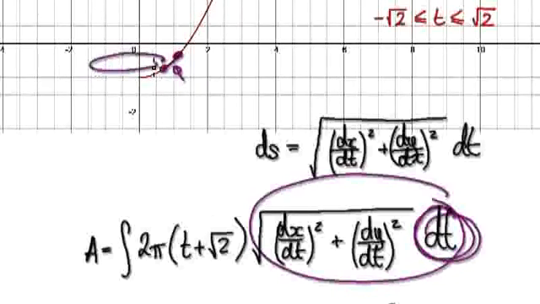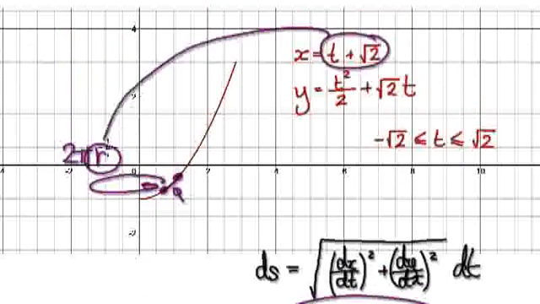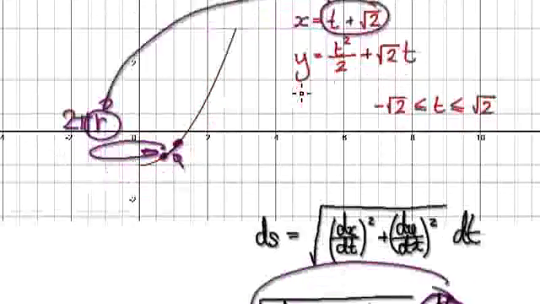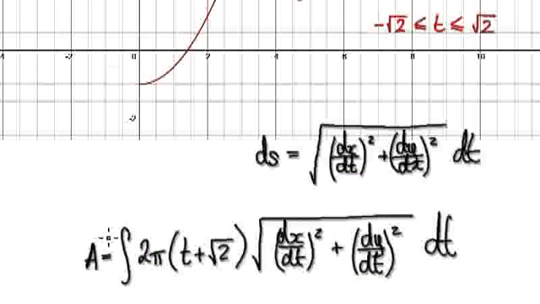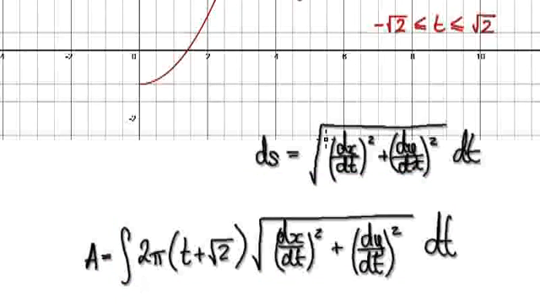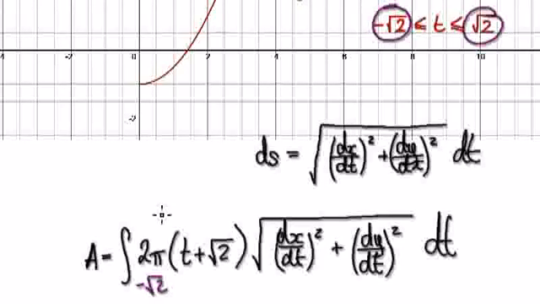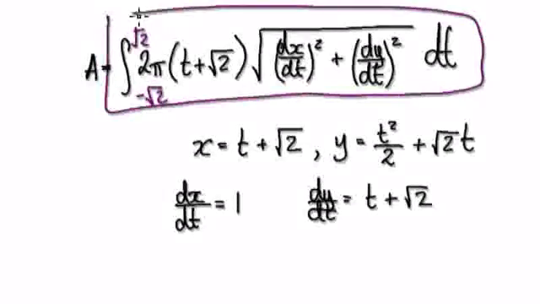Once you've got your ds, you then need to multiply it by the circumference of the circle, which is 2 pi, and then r. Well, r is this thing here, so you can put this into here, which is this thing here. So the surface area is given by this, from minus root 2 to positive root 2. The surface area boils down to evaluating this whole thing here.